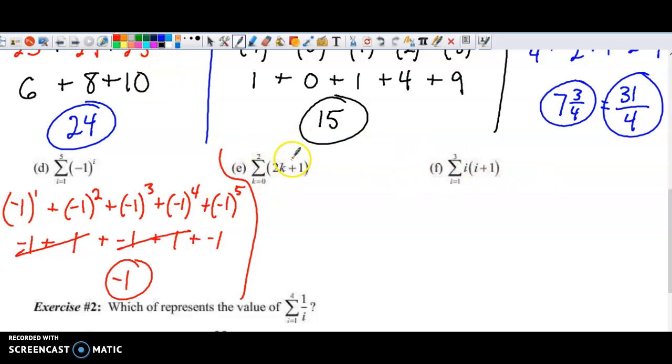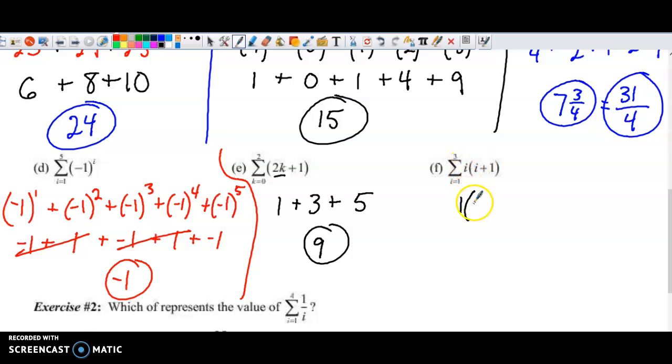I mean, at some point it's just going to be repeating. You might even do a little bit of work in your head, like doing 2 times 0 plus 1 is 1. 2 times 1 is 2 plus 1 is 3. And then 5 would be the last term, 5, 6, 7, 8, 9. And then again, 1 plus 1.